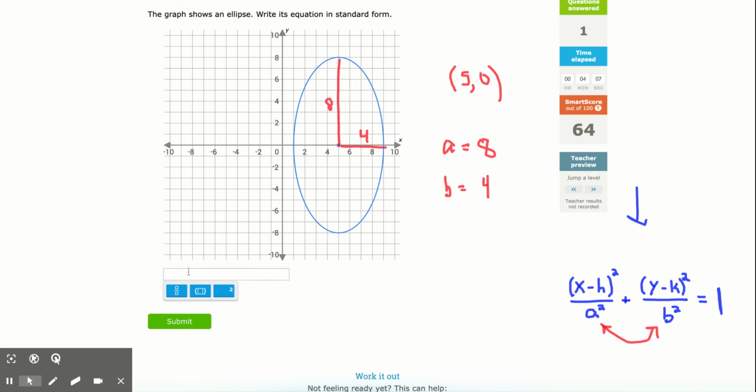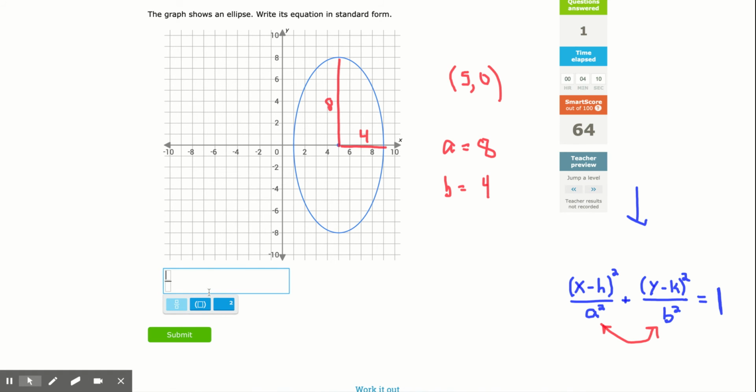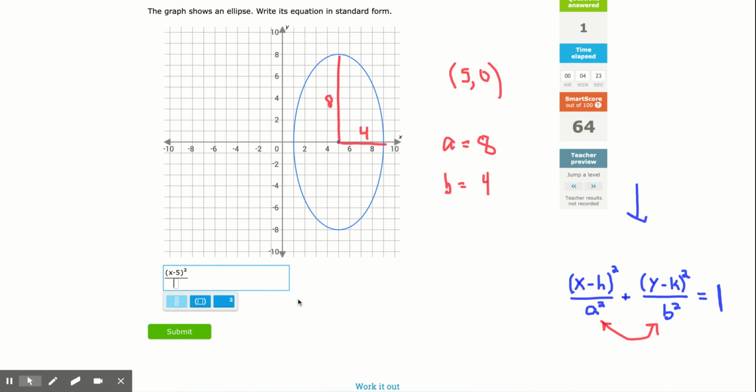So when I go to type it in, I'm going to do a fraction again. Since it's the x value that's shifted, I will do parentheses now and do x minus my horizontal shift. Don't forget the squared, all over the b value, which is 4 squared, which is 16, plus, again, another fraction. Since there's no vertical shift, it's just y squared over, now this is the a value squared, which is 64, because the a value is 8, always equal to 1.